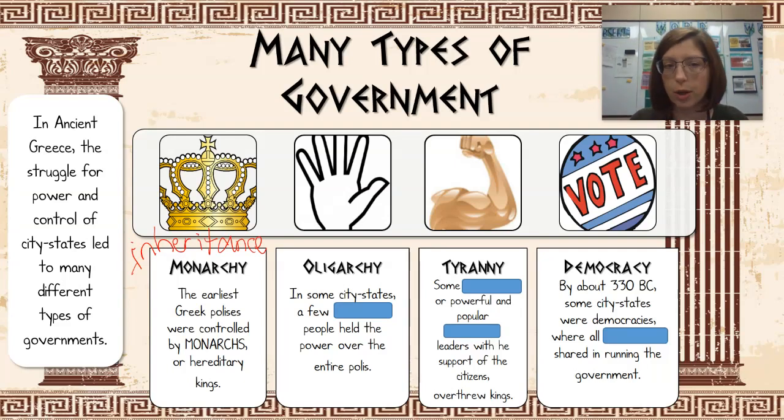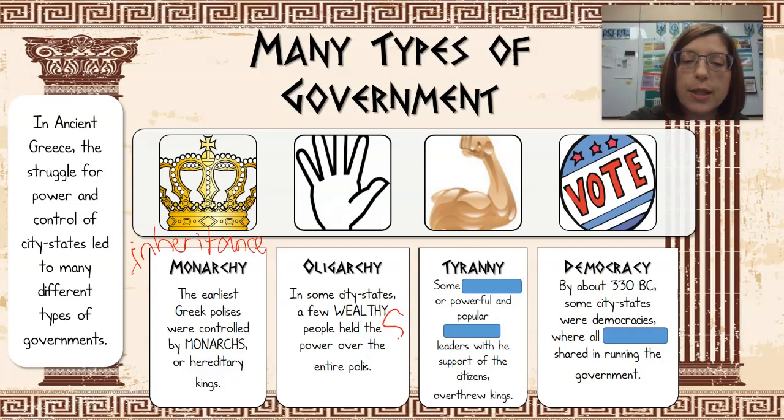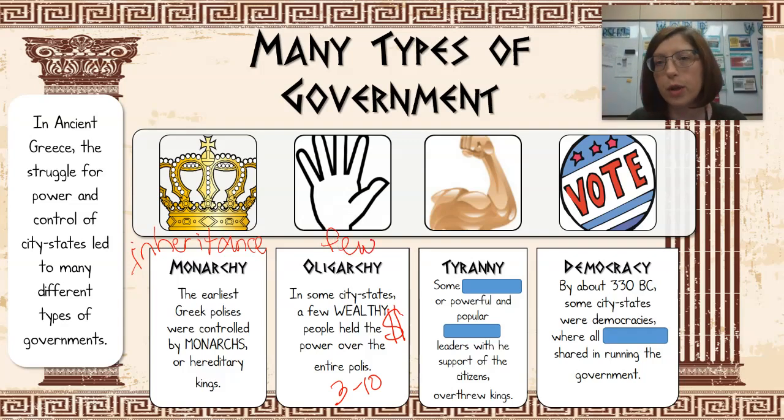Then we have an oligarchy. In some city-states, a few wealthy people held the power over the entire polis. So let's put some dollar signs by this so we remember it's a few wealthy, and few means possibly 3 to 10 people. I want you to write few above oligarchy. Few can mean 3 to 10, and they are wealthy individuals that can come in and take power over the entire polis.